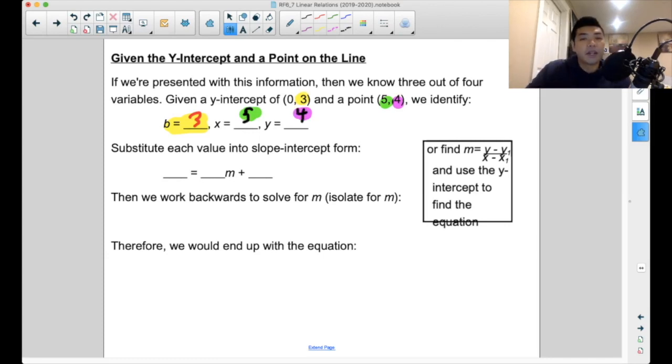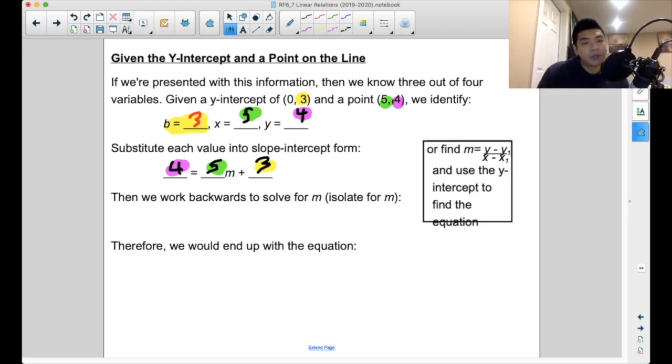So you want to substitute those values into slope-intercept form. So right away we can see that the y comes down over here, the x is going to come over here, and then your y-intercept is going to come over here. So let's go ahead and fill in each of those values. So we've got 4, 5, and 3. So we've got 4 is equal to 5m plus 3.